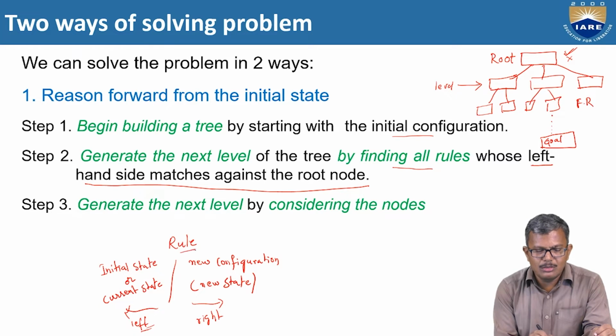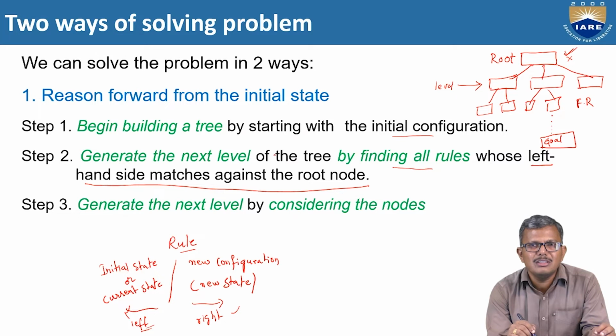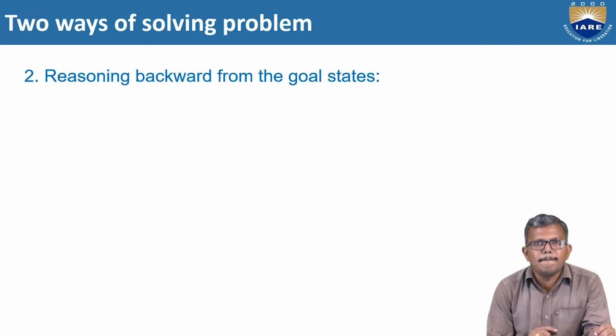Means in the rule, the leftmost part we are trying to apply to get the rightmost part in the forward reasoning. So whatever we have discussed so far, that will be entirely reversed in the backward reasoning. That we will try to see now in the previous level and apply it to all the rules whose left hand side matches. Okay, come back to the backward reasoning.